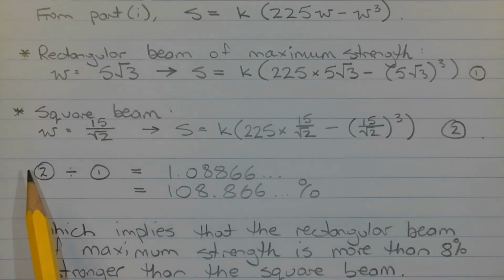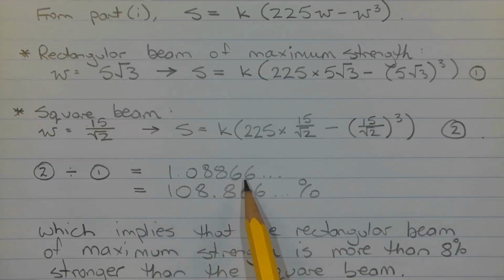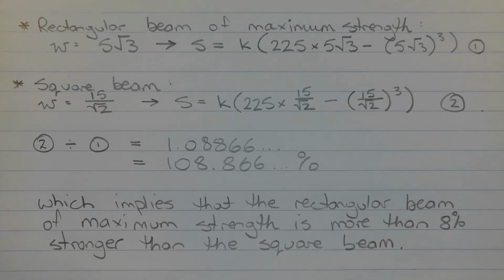Now dividing equation number 2 by equation number 1, even though it involves k, the k's end up cancelling out and we end up with this value, 1.08866 and so on. Multiplying this value by 100 to convert it into a percentage, we get 108.866 and so on percent. Now this implies that the rectangular beam of maximum strength is more than 8% stronger than the square beam as required.